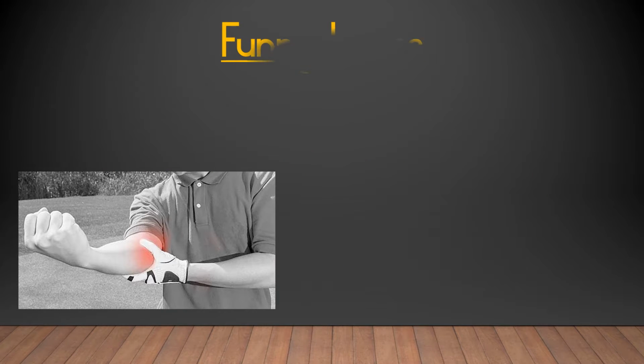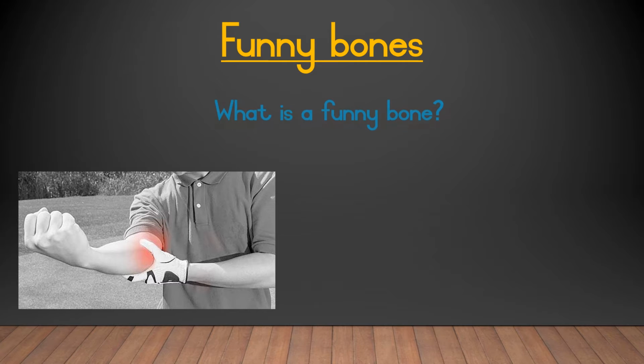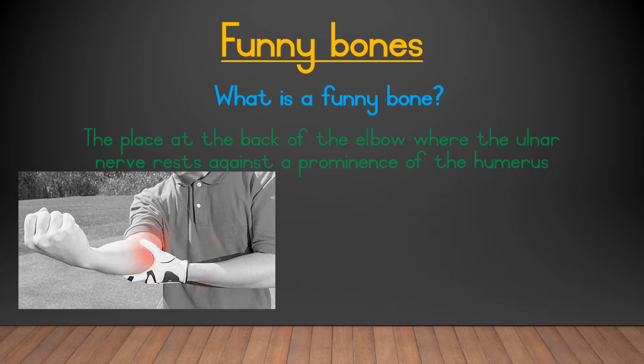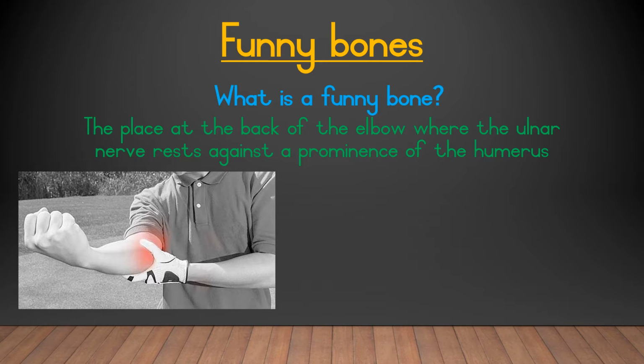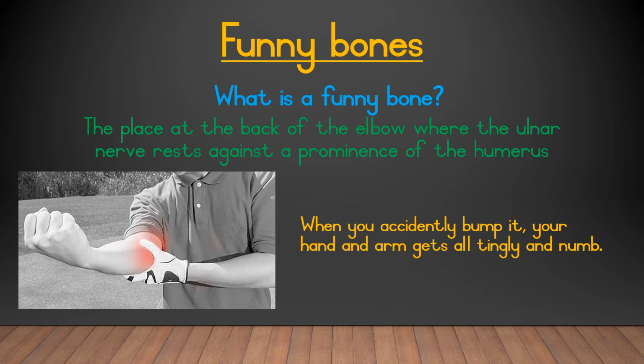Today we're going to learn about funny bones. Now what is a funny bone? A funny bone is the place at the back of your elbow where they call the ulnar nerve rests against a prominence of the humerus. When you bump it, your hand and your arm get all tingly and numb.